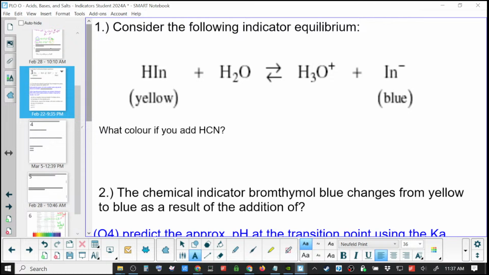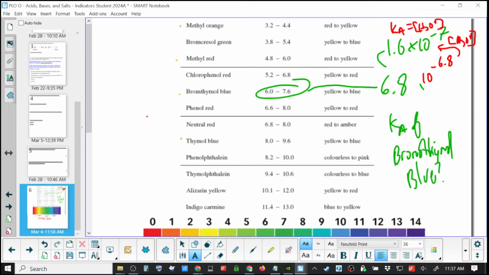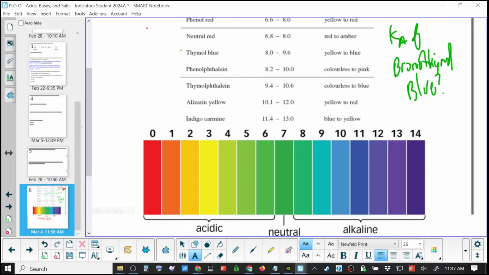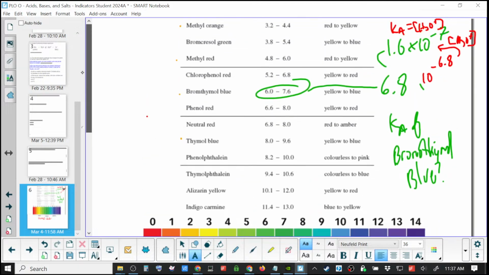If you don't have a universal indicator, you just have these. Let's say you just have methyl orange, and you add it into the solution, and it's yellow. Is it an acidic or basic solution? You have no idea. You just know it's above 4.4.